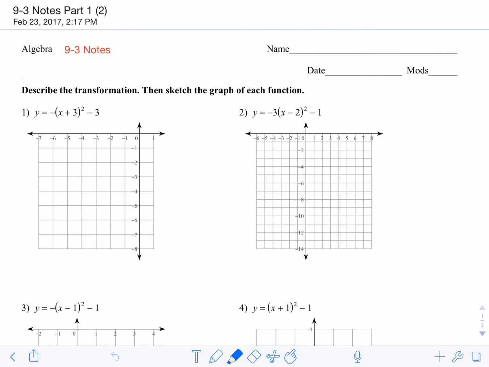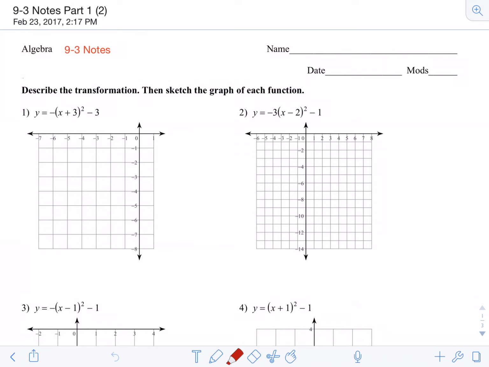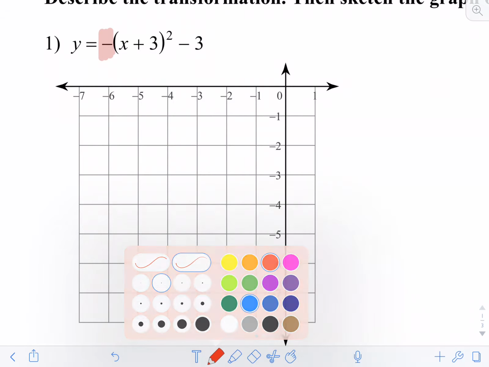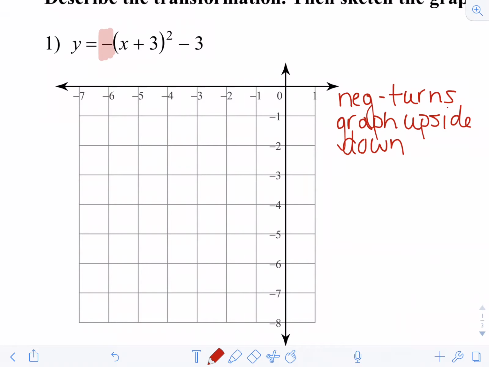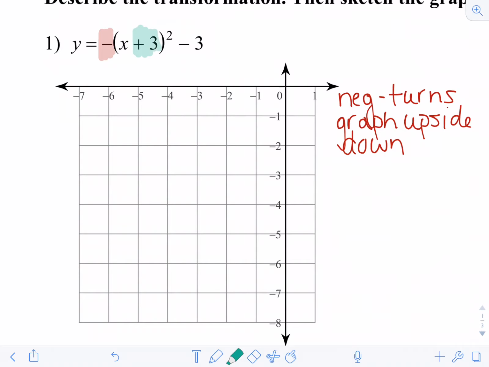First thing that you need to know is what these numbers do. Let me start with number 1, and we're not doing all of these, okay? Starting here with number 1, you have this negative. First thing I want you to write down is that negative. That negative all it does is turn the graph upside down. All right, the next thing we're going to look at is this plus 3 right here.